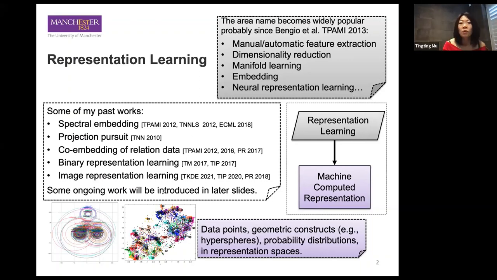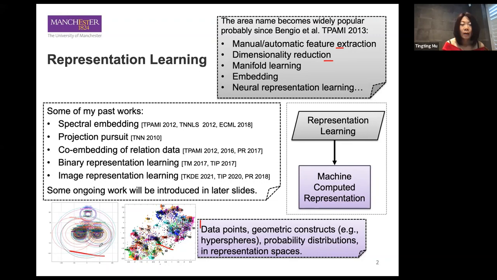The name of this area, representation learning, probably became popular after Bengio published his review paper on representation learning in TPAMI in 2013. This is a bigger area that covers many classical research topics in the machine learning field, for example feature extraction, dimensionality reduction, manifold learning, and embedding, and more recently, neural representation learning. Approach-wise, you can encode information as data points in a representation space, or geometric shapes in a representation space, for example a hypersphere here, or probability distributions.